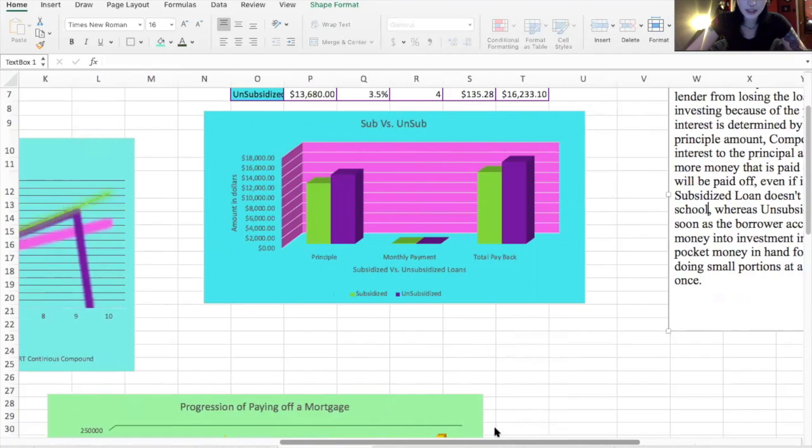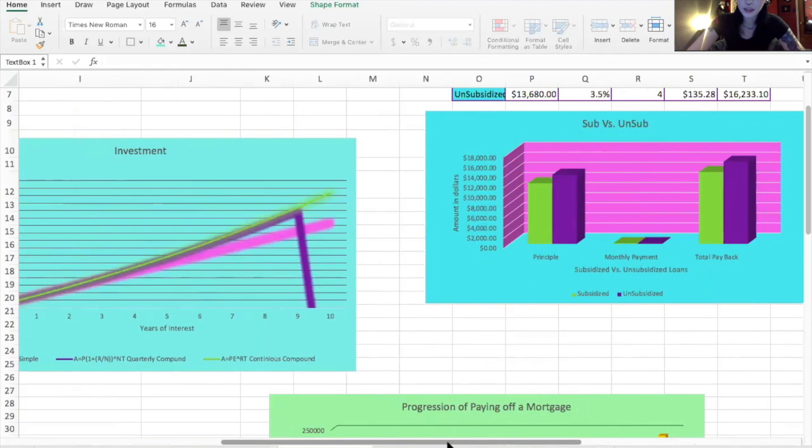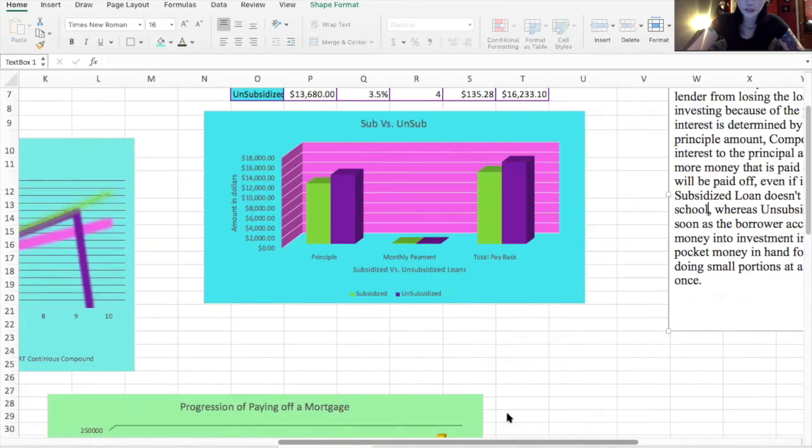Unsubsidized loans versus subsidized loans. I mean, I don't know about anybody else, but I got severely frustrated when we were doing the homework as far as the equations for these, because it just seems to me that there's the investment, and I don't ever want to take a loan. Like, the interest alone is just insane.